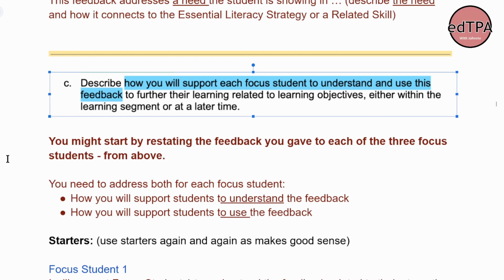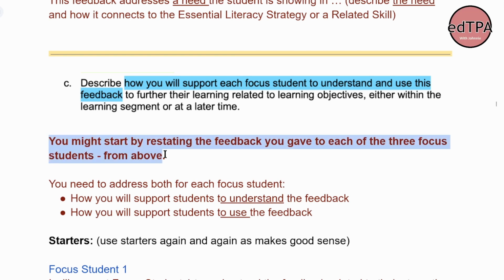Let's look at C. Describe how you would support each focus student to understand and use this feedback to further their learning related to learning objectives, either within the learning segment or at a later time. Now, keys to this is about support, but you're supporting 2 things. First, you're going to support them to understand, and then you're going to support them to use.